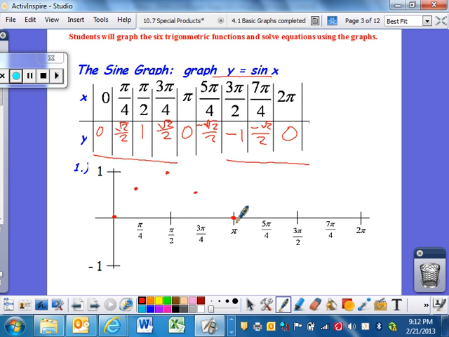So after pi, we come down, but we have our negative. We go all the way down here, a little bit more than negative half. And then we have our -1 at 3 pi over 2. At 7 pi over 4, we have our negative half. And then at 2 pi, we're back to 0. If we connect those, we can see that we get that wavy function. And if we start back at 2 pi, we can see that we're starting to do the wave again. So let's expand on that idea.